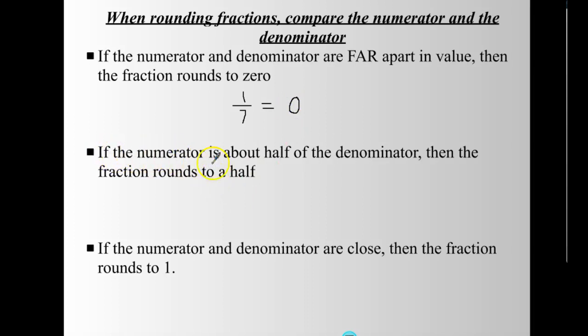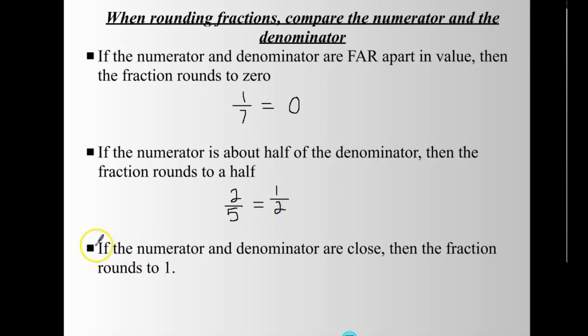The next one says if the numerator is about half of the denominator, then the fraction rounds to 1/2. So a good example of that would be if I were to give you the fraction 2/5. I can look at this fraction and I can say, well, I know that half of 5 is going to be about 2.5. So 2/5 would actually be very close to being half of 5. So 2/5 would round to 1/2.